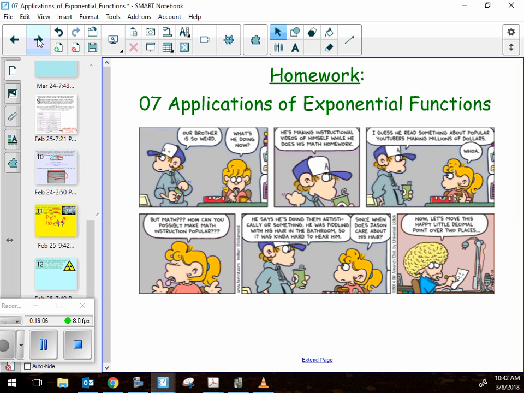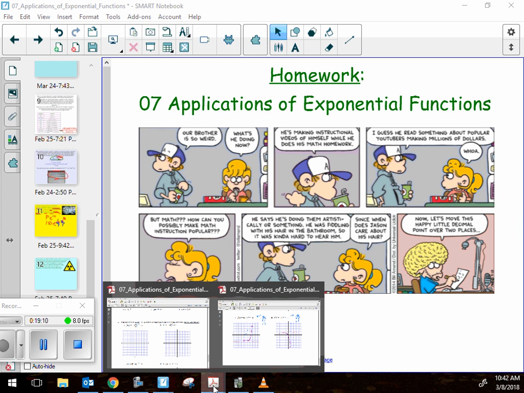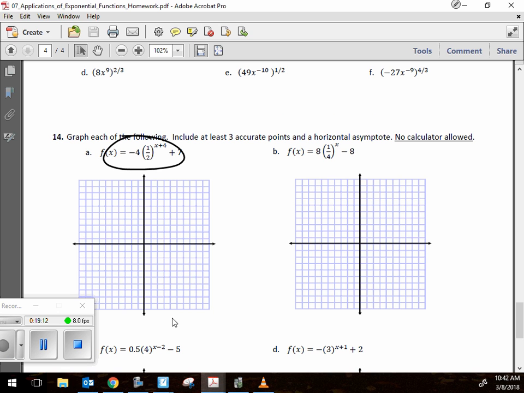All right, let's actually start your homework together. It's a worksheet, and it looks like this.